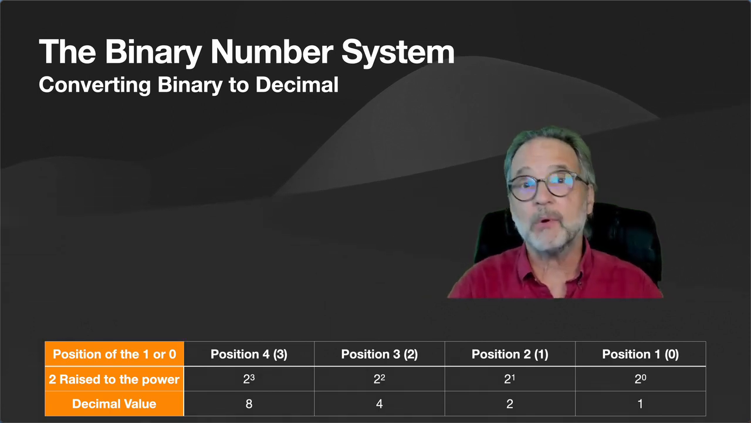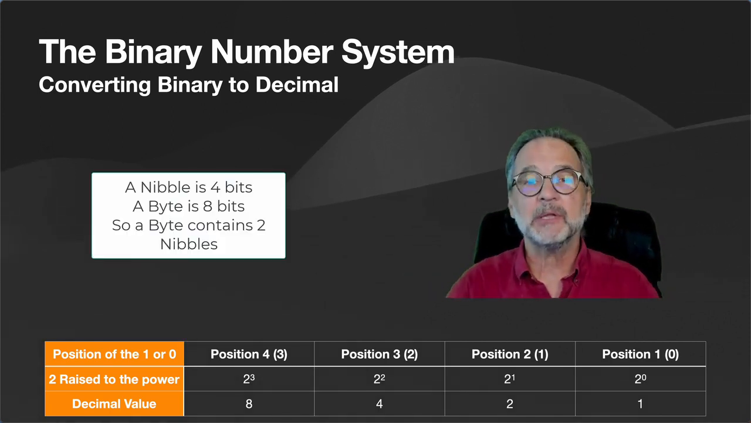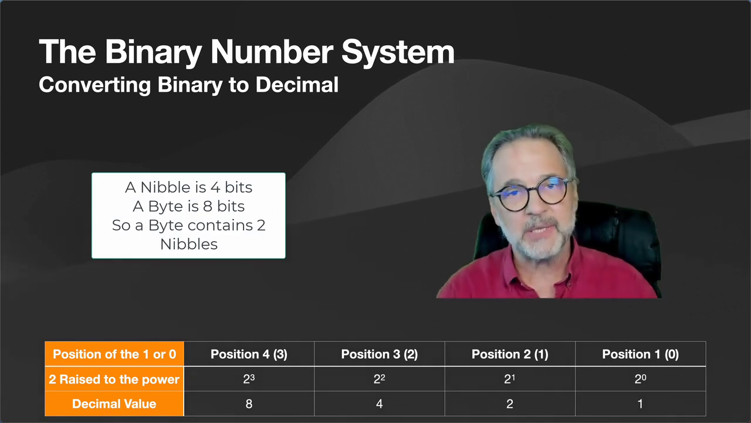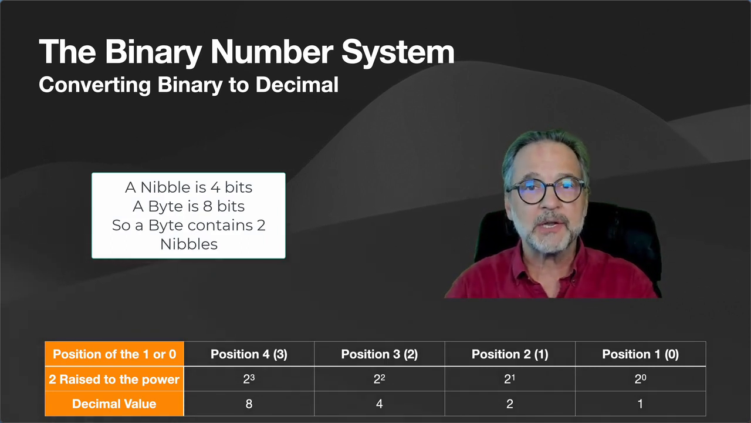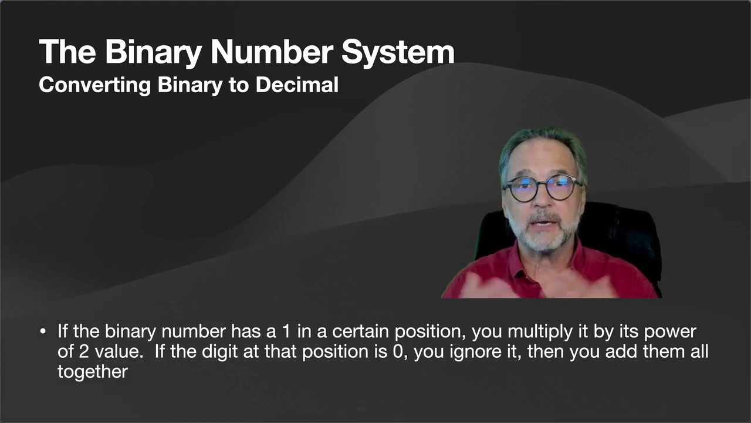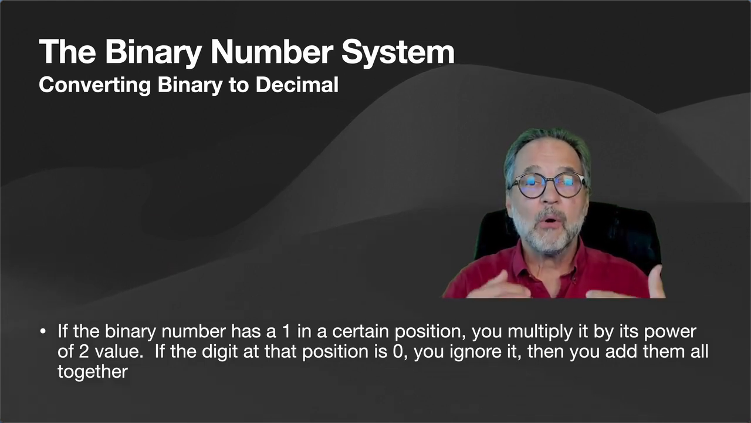And we're only looking at what we call a nibble here. A nibble is 4 bits. A byte is 8 bits. So that's all we're looking at here. However, we can get much bigger. So what does it mean?